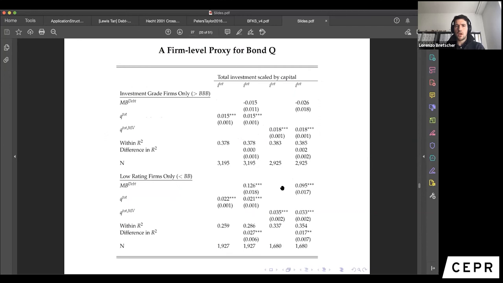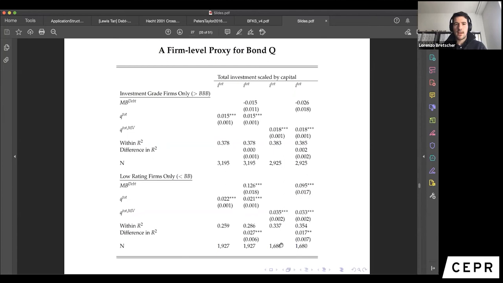We then dissect these results a bit, and once we split the sample into investment grade on the upper part, and non-investment grade, so low rating firms in the lower part of this table, we find that these results are predominantly coming from low rating firms, which makes sense. That's where this bond Q has most variation, okay?